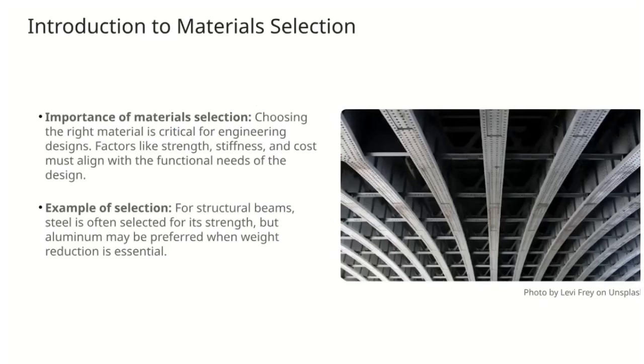Material selection, importance of material selection. Choosing the right material is critical for engineering design. Factors like strength, stiffness, and cost must align with functional needs of the design. For example, for a structural beam, steel is often selected for its strength, but aluminum may be preferred when weight reduction is essential. The thing is, you must choose the right material for your purpose.